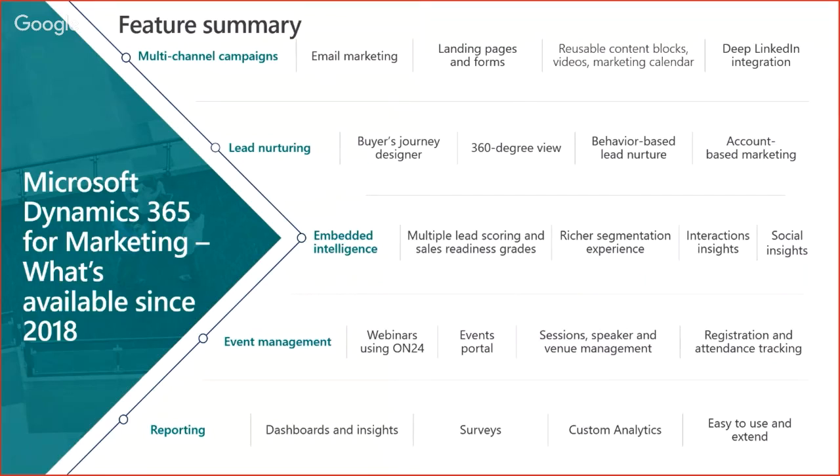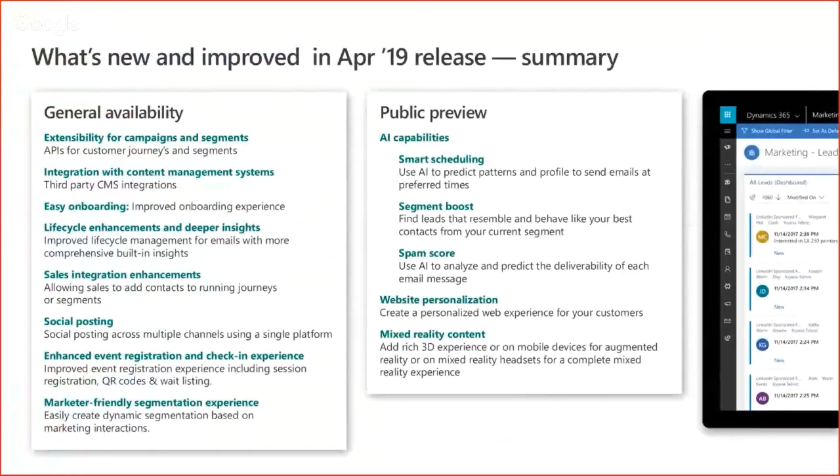Now going forward, what is the new set of capabilities that we are going to be launching in April? So here are some of the highlights, and they all fit in one of the themes that we discussed before. In terms of capabilities, one of the key things that we are launching in April is extensibility of campaigns and segments. I'll just repeat the headers, because we have follow-up slides coming up on each of these capabilities. Then, enabling the API for customer journeys and segments. We are enabling integration of third-party content management systems. We'll talk a little bit more about it.